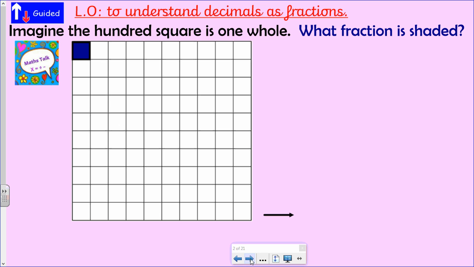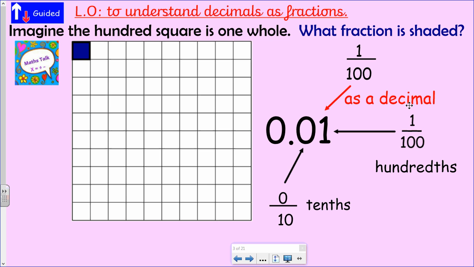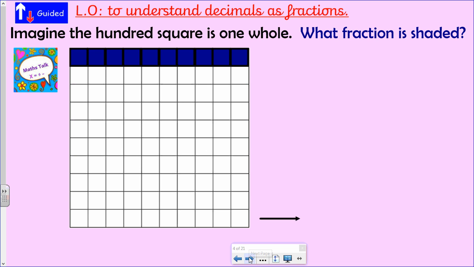So what we've actually got here is 1/100. So I've got one square out of 100, one blue square out of the whole, which was 100. Now, as a decimal, hopefully you've got used to this now, 1/100 is 0.01. This is our hundredths column, and there's a 1 in it, okay? And just to show you here, we've got 0/10, but we've got 1/100, okay? Right, that's it really. So I'm going to go on to the next one.